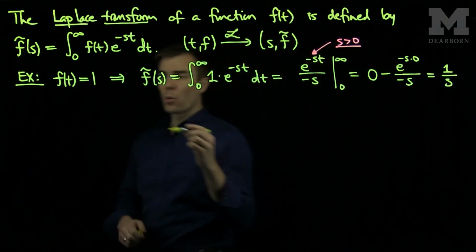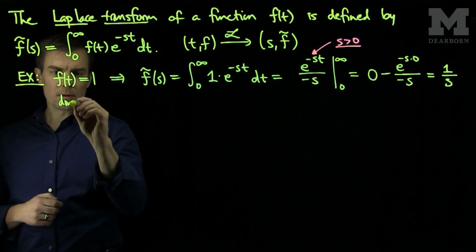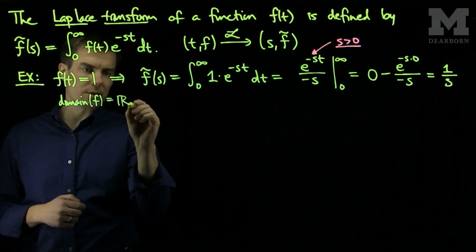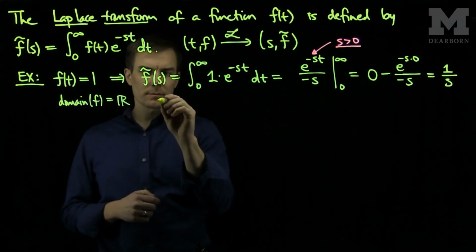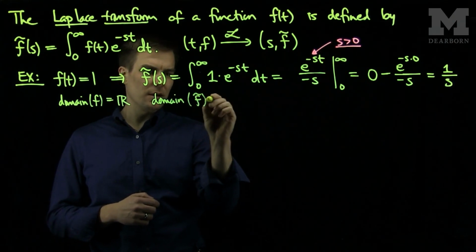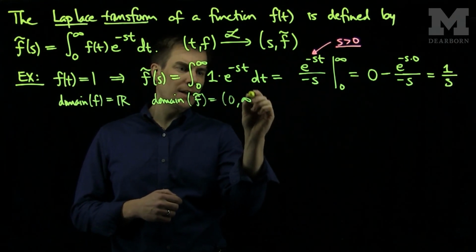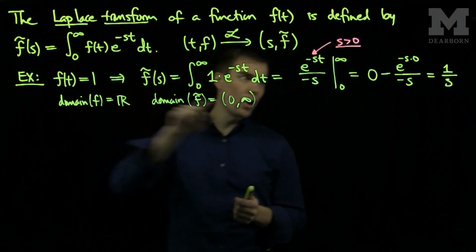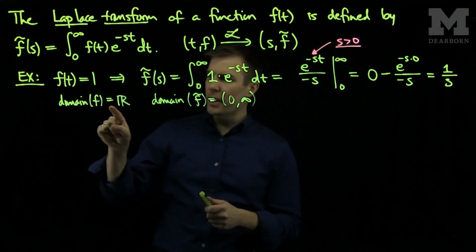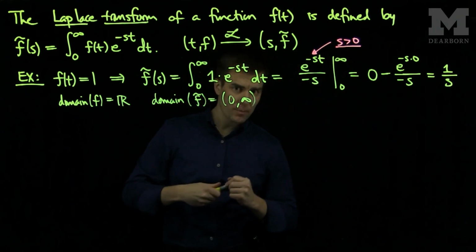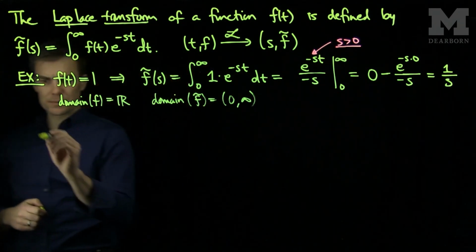So one thing to notice is that the domain of f was all real numbers, and the domain of f tilde is all positive values of s. So my function changes from 1 to 1 over s, and my domain changes from all real numbers to only the positive real numbers for my Laplace transform. Let's see a second example of this.